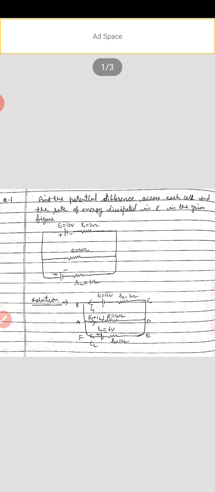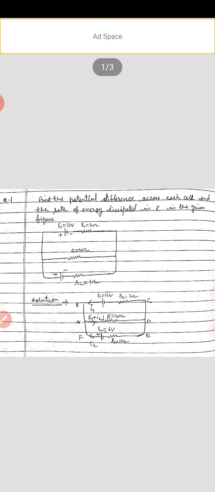In the last class, we studied Kirchhoff's rules: first is the junction rule, and second is the loop rule. Today we solve a problem which is based on Kirchhoff's rules.